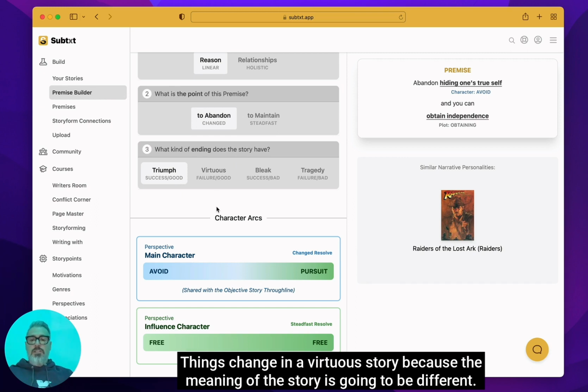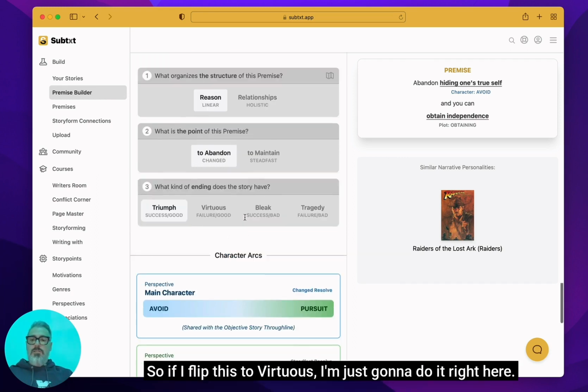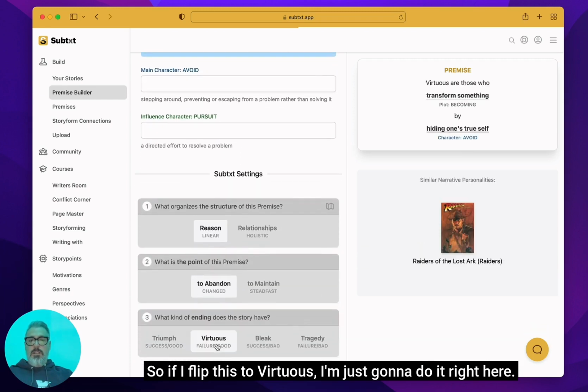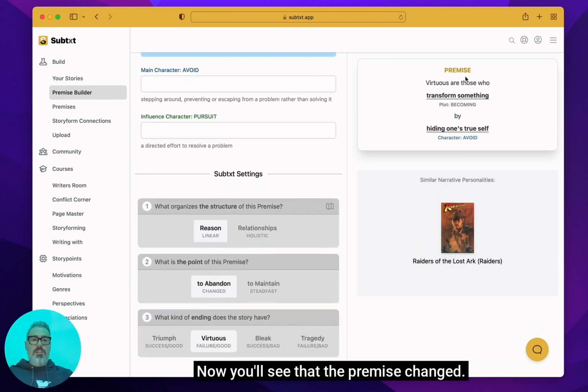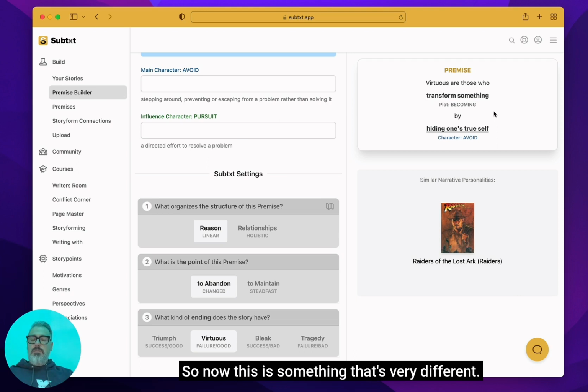Change in a virtuous story, because the meaning of the story is going to be different. The premise will be different, and therefore the structure of the story will be different. So if I flip this to virtuous, I'm just going to do it right here. Now you'll see that the premise changed. Virtuous are those who transform something by hiding one's true self. So now this is something that's very different.